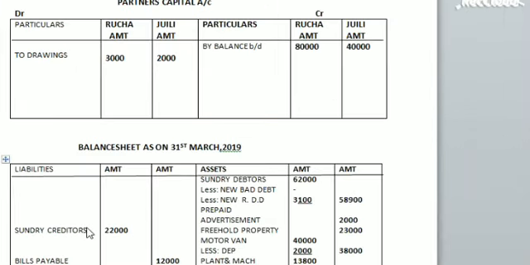Second effect of unrecorded purchase, we will add to sundry creditors here. So add unrecorded purchase, amount is 6,000 rupees.